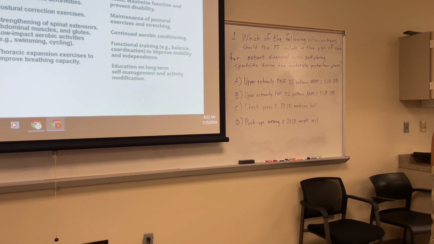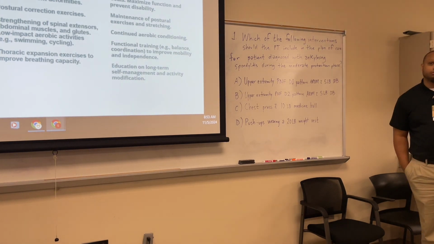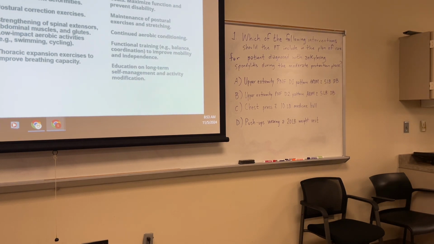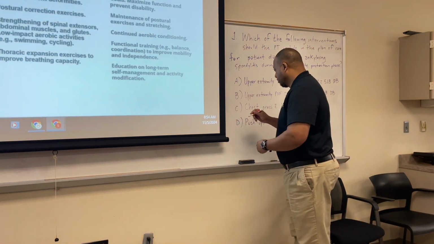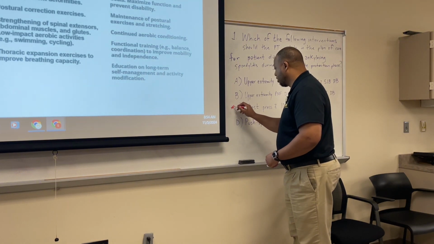So it reads, which of the following interventions should the PT include in the plan of care for a patient diagnosed with ankylosing spondylitis during the moderate protection phase? Now you gotta know how the person's going to likely present with ankylosing spondylitis. Probably chest press. Okay, Poojan said chest press. All right. I'm going to put a star by that as the answer Poojan chose.